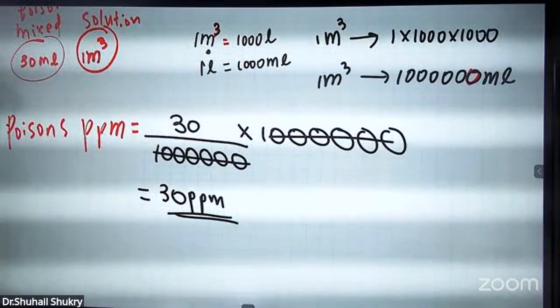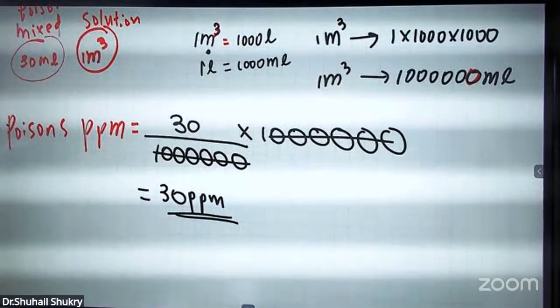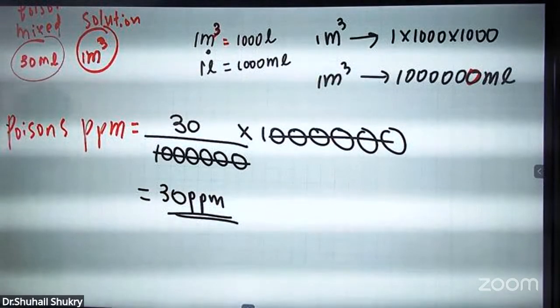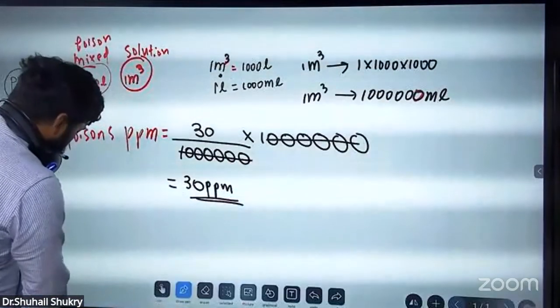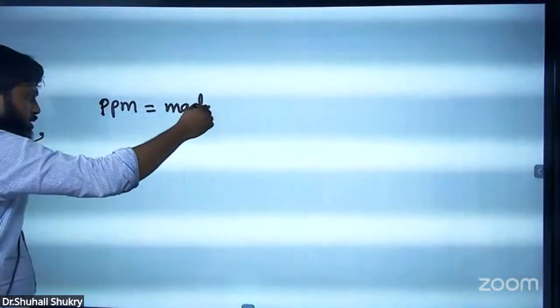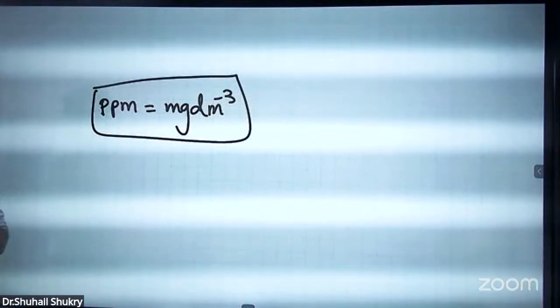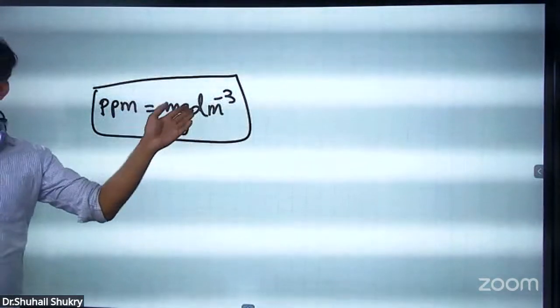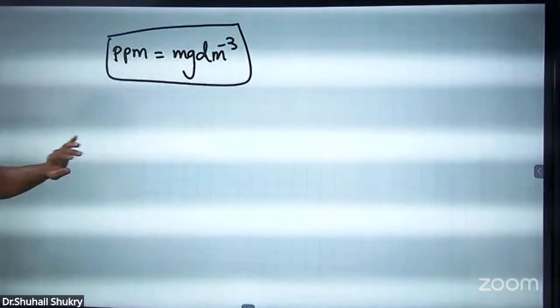What is ppm? Second, for ppm, actually we have a unit. Although we say ppm, we can tell a unit for ppm. I can say ppm is equal to milligram per decimeter cubed, like moles per decimeter cubed. For an example, we'll think of mercury.